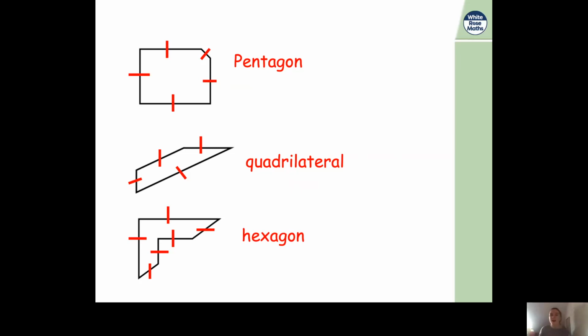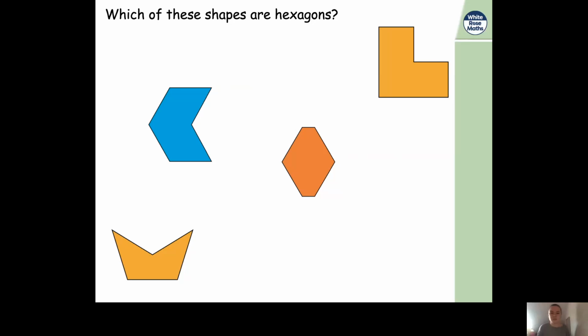Fantastic. Well done if you were able to work out what these shapes were based on how many sides they are, because they are difficult shapes. They're irregular. They're not what we think of when we think of a pentagon or a hexagon, are they? They are irregular. Okay, now here we have some shapes, and I would like to know which of these shapes are hexagons. Now remember, a hexagon has 6 sides, doesn't it? Because we've got the X in hexagon and we've got the X in 6.